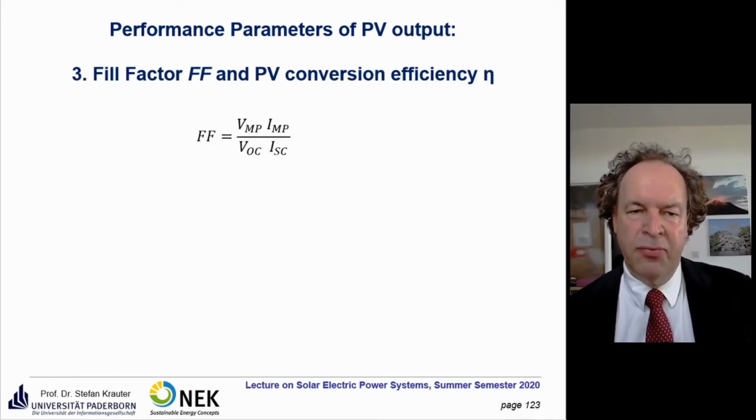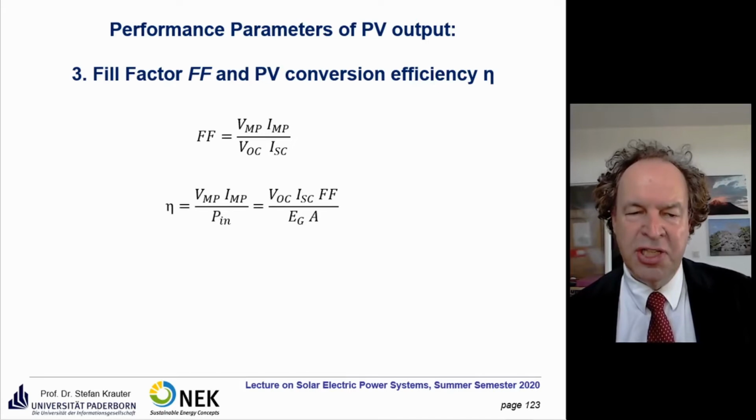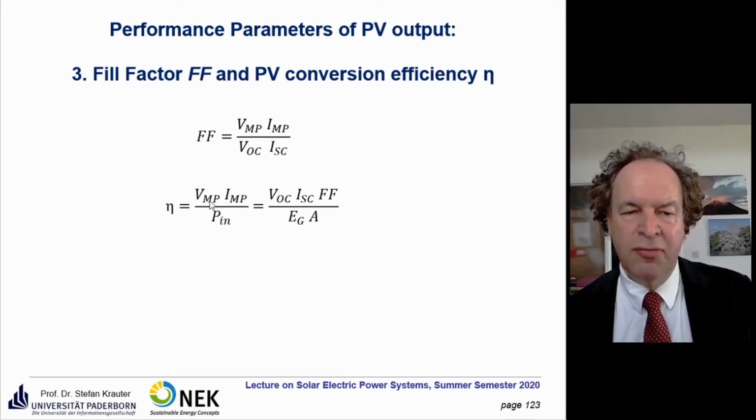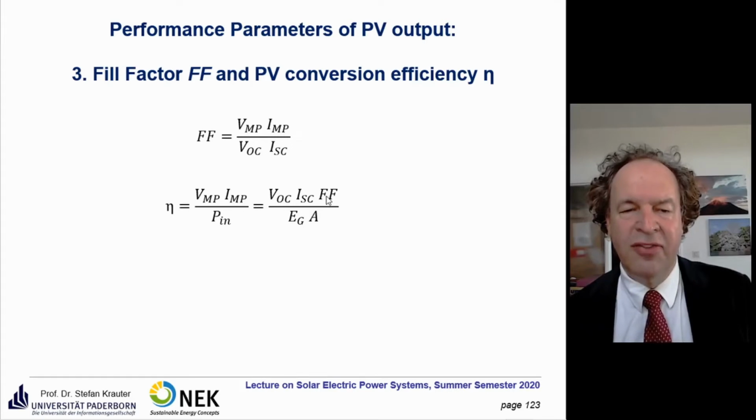Here we take a look at the fill factor, you know it already, and we will now talk about the conversion efficiency eta. So you have here the output, which is our electrical output. This is the voltage in the maximum power point times the current in the maximum power point, divided by the input. The input is the global irradiance times the area of the solar cell. You can take the top, in other words, as just the open circuit voltage times the short circuit current times the fill factor.